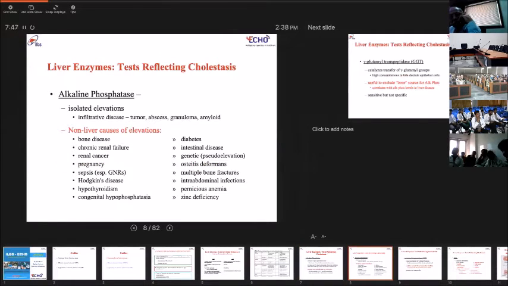The other non-liver causes of elevation can be bone disease, renal failure, renal cancer, pregnancy, sepsis, lymphomas, hypothyroidism, hypophosphatemia, diabetes. It can also be seen in bone fractures, osteitis deformans, intra-abdominal infection, pernicious anemia, or zinc deficiency.